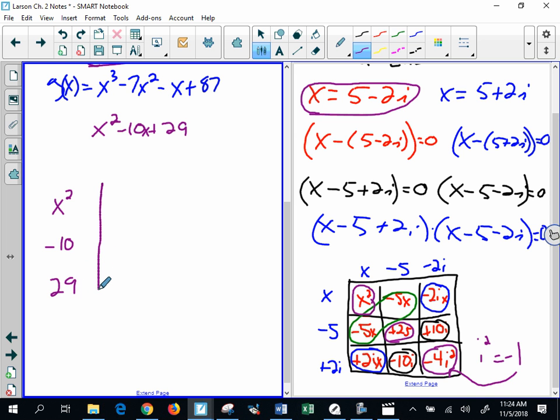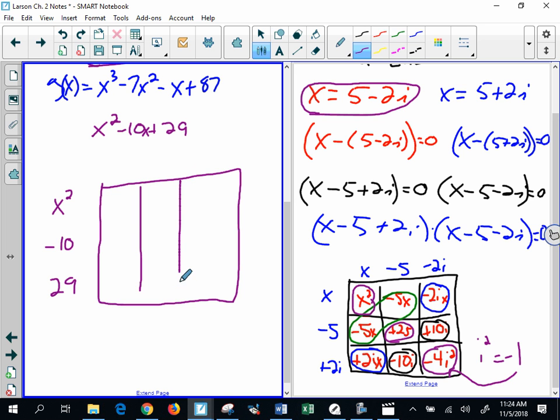And all of that stuff should divide into x cubed minus 7x squared minus x plus 87. And I don't think I made my box big enough, but we'll figure it out as we go along.